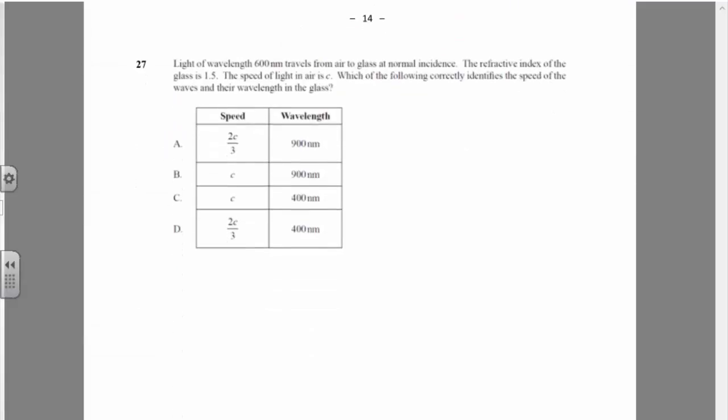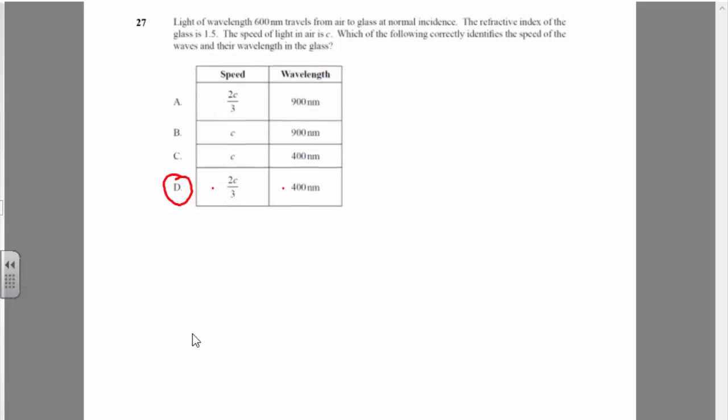27. Light of a wavelength 600 nanometers travels from air to glass at normal incidence. The refractive index of the glass is 1.5. The speed of light in air is this. Which following identifies the speed of waves and their wavelength in the glass? Okay, so they're going to slow down in the glass, so it's going to be slower than c. It's also going to be a shorter wavelength. So it's got to have a smaller speed than c and a shorter wavelength, so it's got to be D. Because as the wave fronts enter the slower medium, they're going to get bunched up closer together.